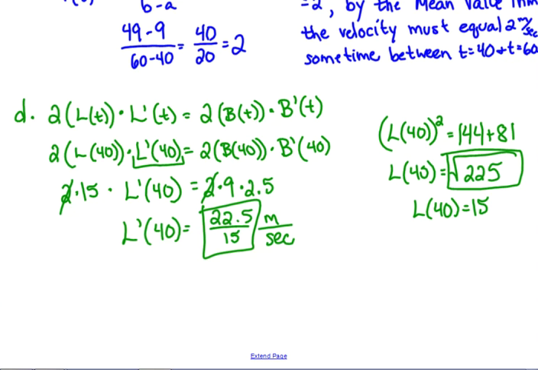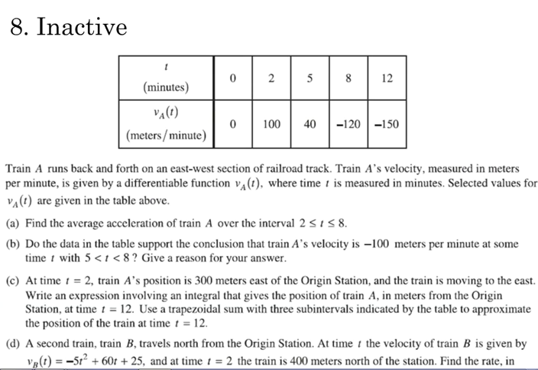Okay, so that one's a little different, but good basic principles for things that we need to be able to do. All right, last one. Let's look at number 8. Part A, find the average acceleration. There it is again with the table. So find the slope. Okay, find the slope between 2 and 8.